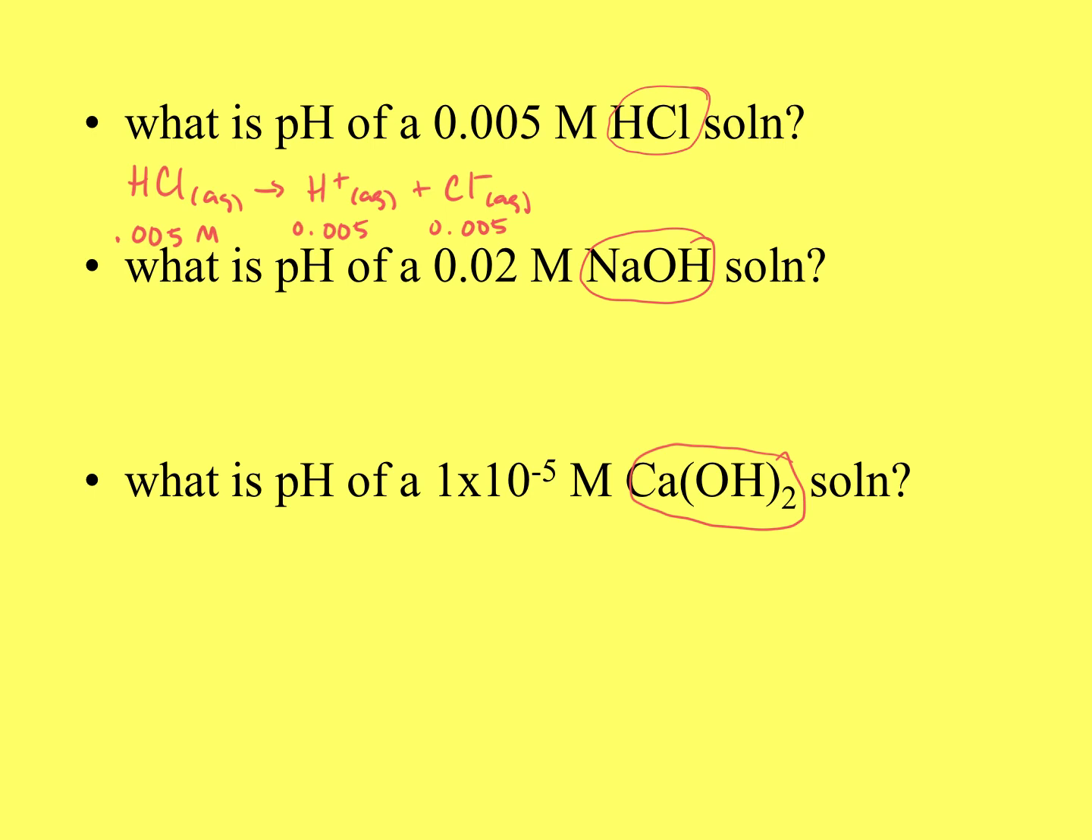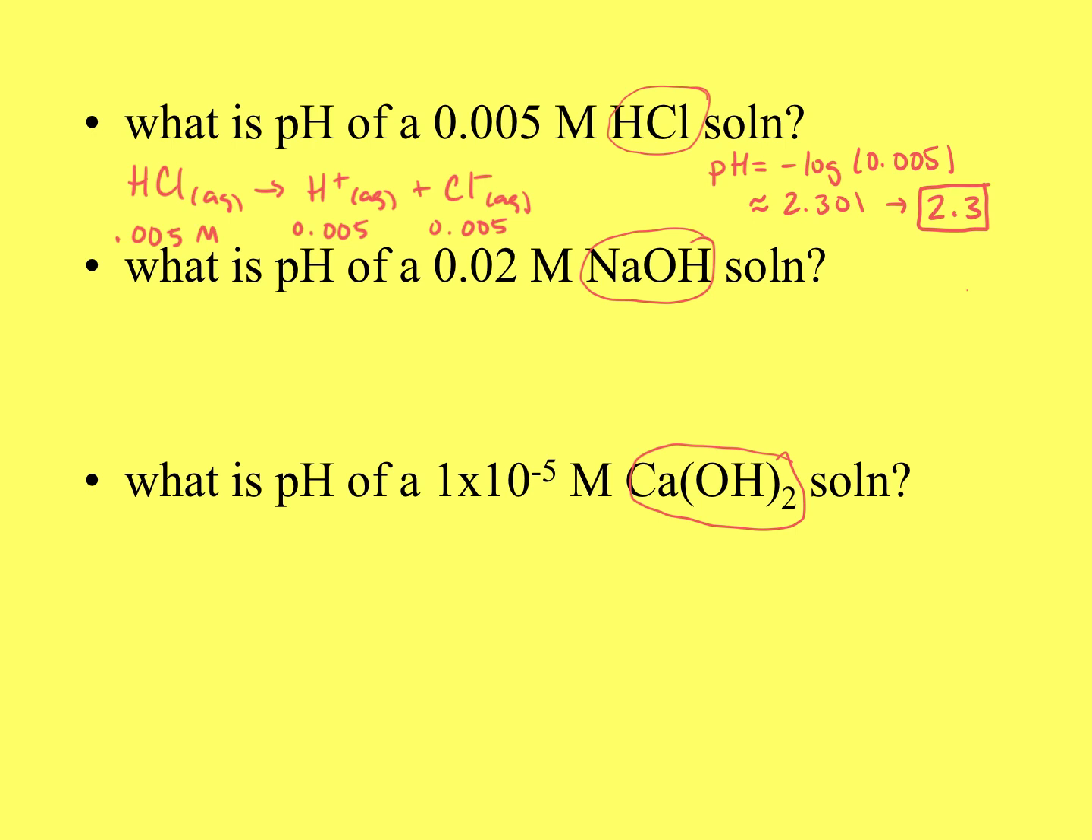Okay, since the H+ is 0.005, the pH of that HCl solution is the negative log of 0.005. Go ahead and take a moment in your calculator to do that. It is 2.301. However, because there is only one sig fig in that problem, you only have one place behind the decimal, so we're going to say a pH of 2.3.